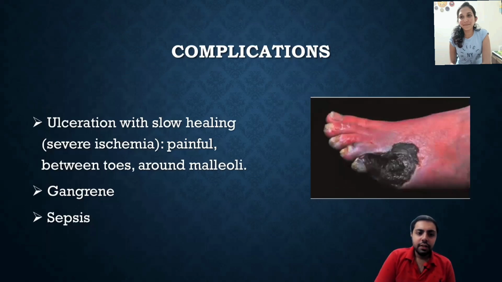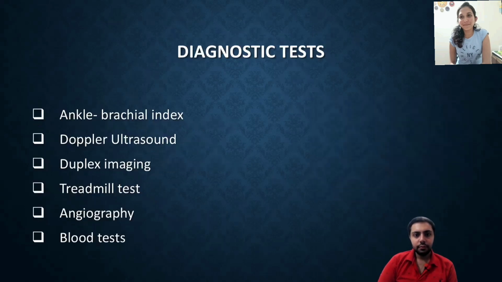So what are the complications? Ulcerations will be there with slow healing because there is no blood supply. It will be painful and most commonly around the malleoli because of the less supply, then gangrene, and at last we have sepsis. What are the diagnostic tests?